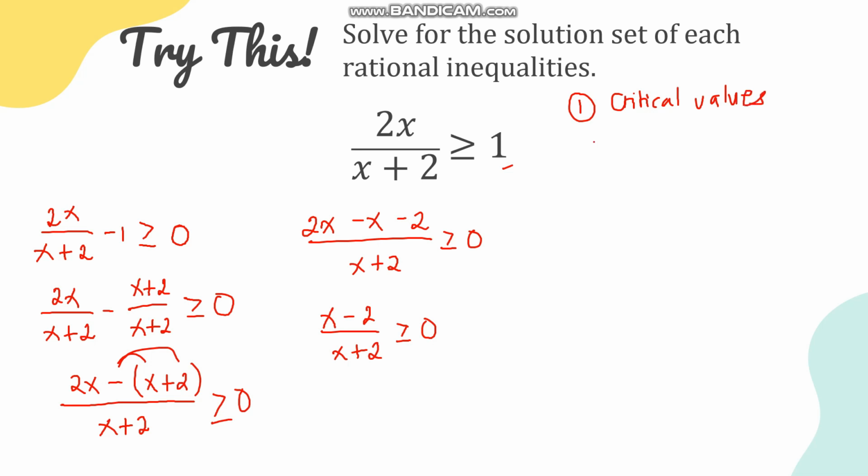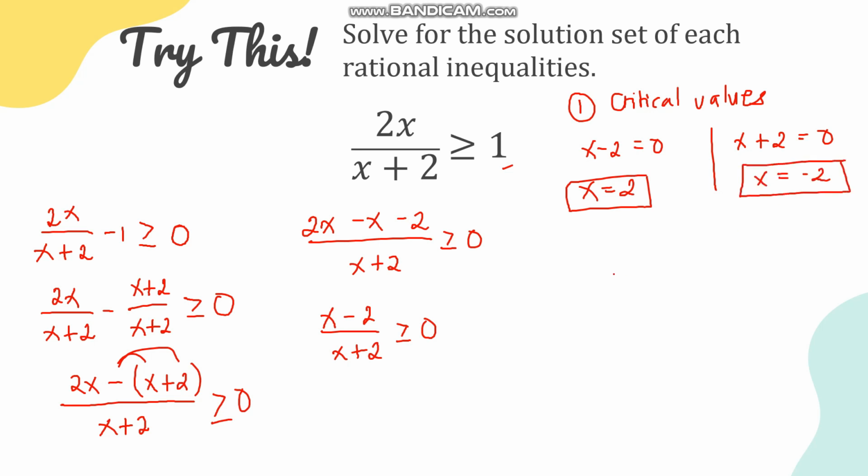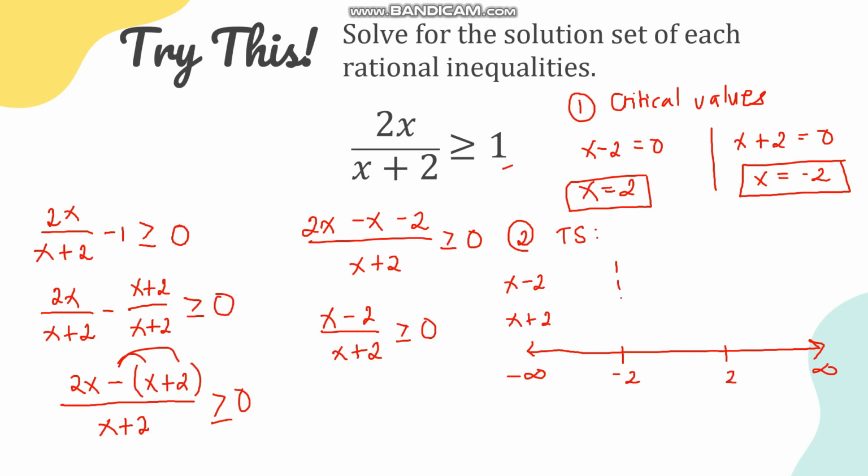So let's get the numerator, x minus 2 equated to 0. And also the x plus 2 equated to 0. So x is equal to 2 and x is equal to negative 2. So these are our critical values. Now let's create the table of signs. So we have x minus 2 and x plus 2 here. And then let's create the number line. So negative infinity, positive infinity. So negative 2 comes first. And then we have positive 2. Divide our number line so that we can have intervals.